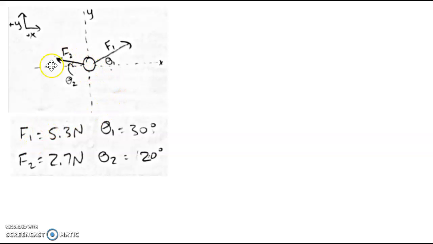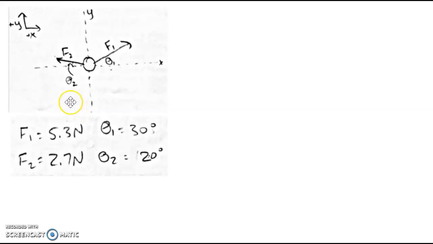Similarly, force 2 is up and to the left, has a magnitude of 2.7 newtons and an angle of 20 degrees there, because we know it's 160 degrees from the positive x-axis, making this angle here 20 degrees. I think it's easier to deal with that angle, and we'll see why in a moment.